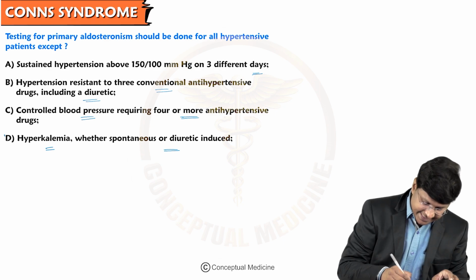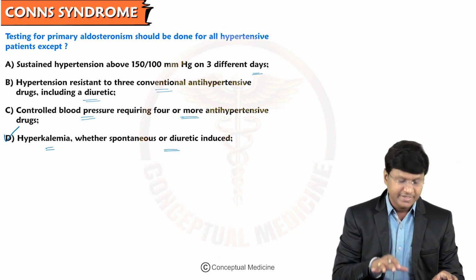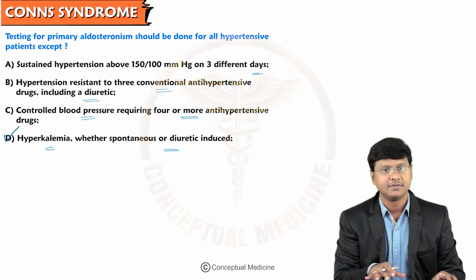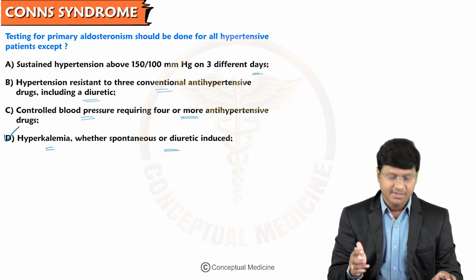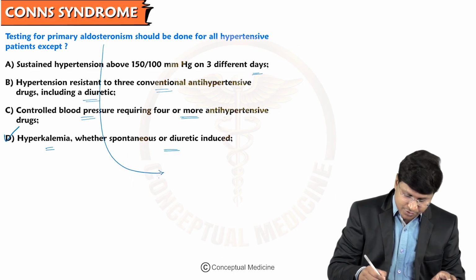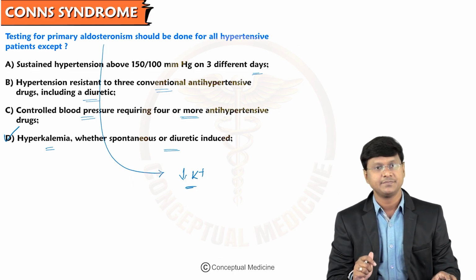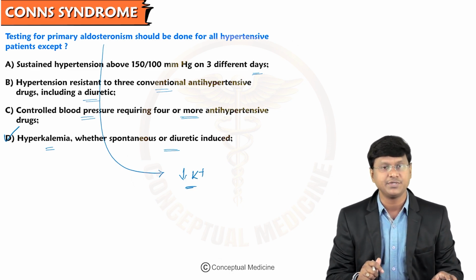The answer is D. Whenever there is hyperkalemia, you don't need to test for primary hyperaldosteronism. Why? Because in primary hyperaldosteronism, you will have hypokalemia but not hyperkalemia. So that's a very, very important point that you need to remember.